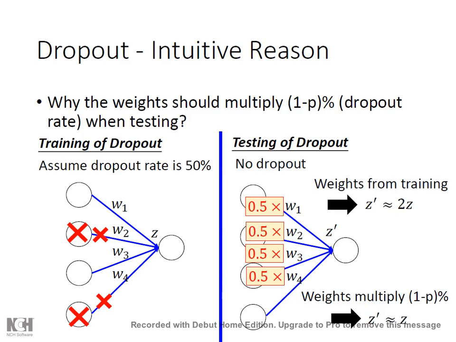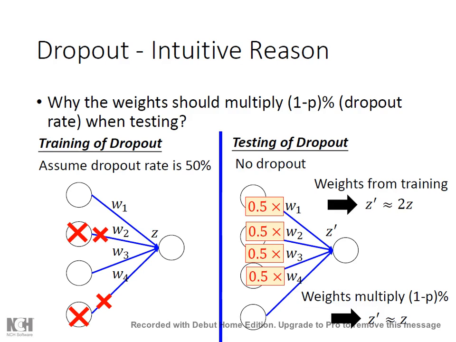So you see here, W1 will provide a stronger weight. After the training, W1 and W3 will get a stronger weight adjustment. And when you are testing, if every neuron, every weight contributes a double weight, your Z prime will be almost 2 times the Z here.